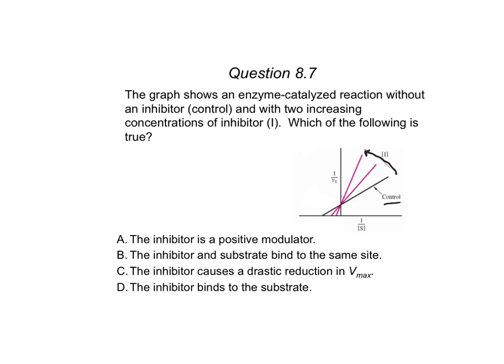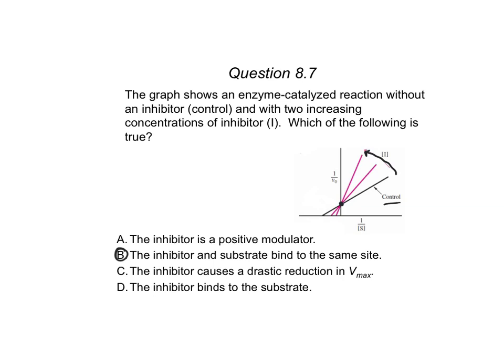Okay, so this one's kind of easy. We haven't talked about what positive modulators are really. What is the correct answer here? It's B. What type of inhibition is this? Competitive inhibition, right? We have the inhibitor coming in and binding to the actual active site of the enzyme, taking that spot away from the substrate. Again, we know that because these lines all come back to the same y-intercept.